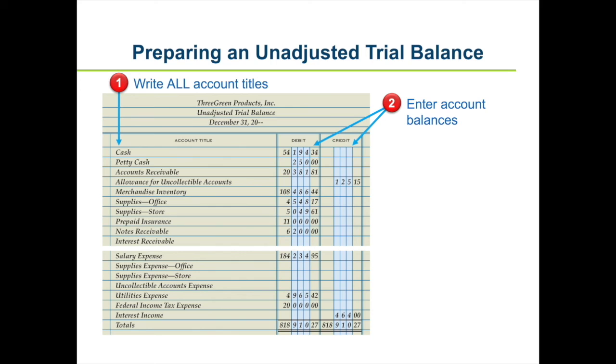The second thing, you're going to write the balance of each account in the appropriate debit or credit column. The amounts are taken from the general ledger accounts. Thirdly, you will total, prove, and rule the debit and credit columns. And these should equal out before you go any further.